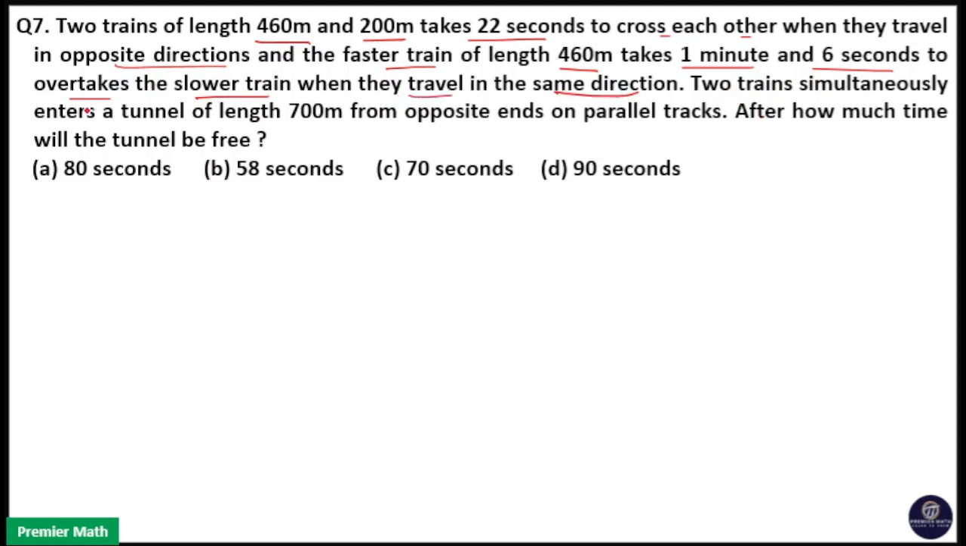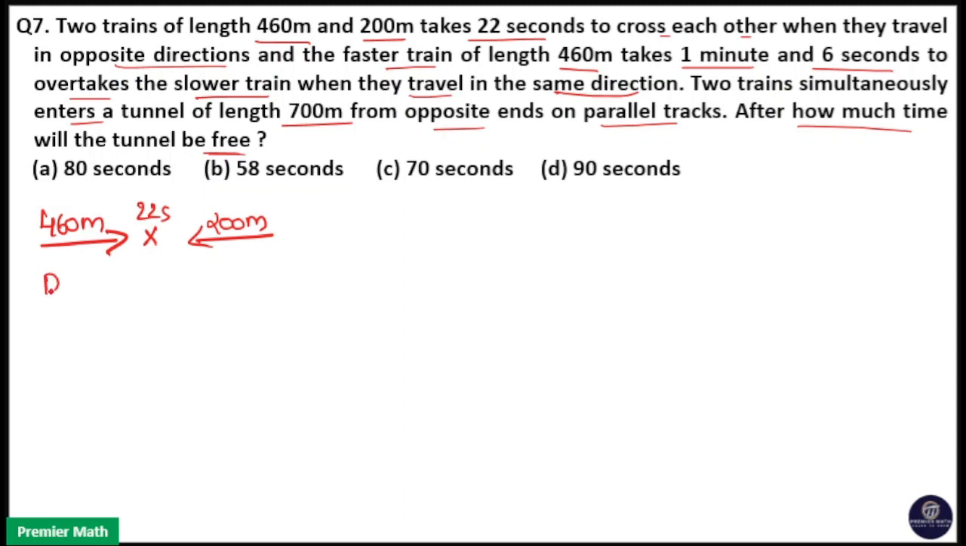Two trains simultaneously enter a tunnel of length 700 meter from opposite ends on parallel tracks. After how much time will the tunnel be free? Here, two trains of length 460 meter and 200 meter are crossing each other in 22 seconds.